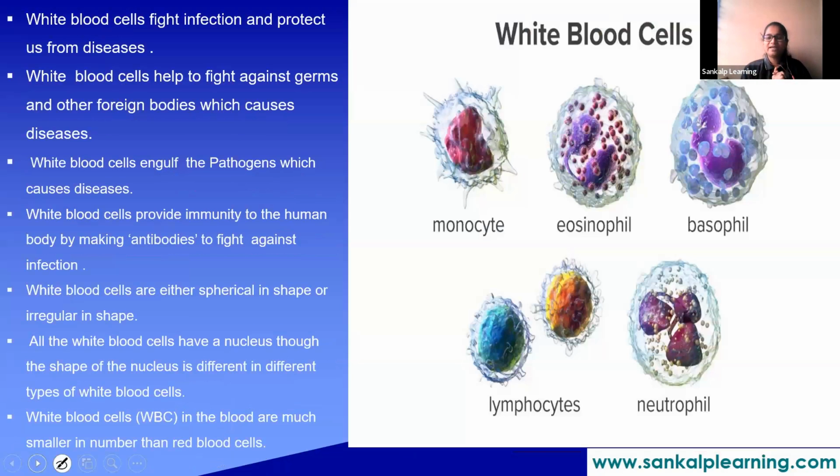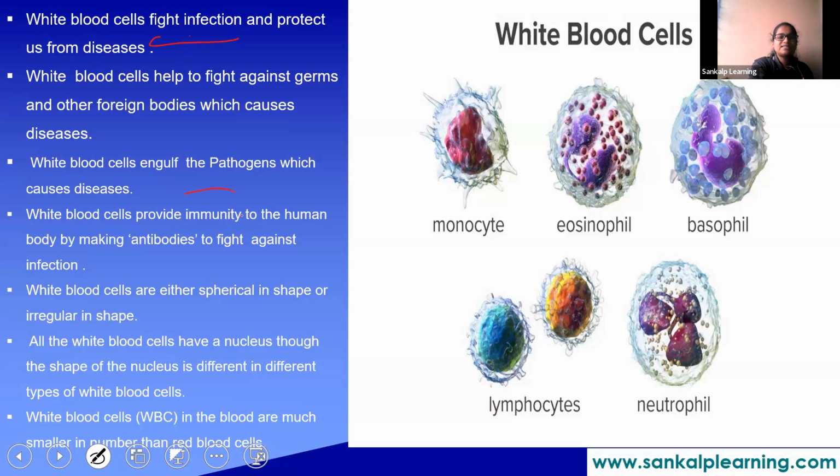And when we come to the white blood cells, WBC, why are they called white? Because they do not have any hemoglobin. These cells will not be having any hemoglobin, so they are not red in color. The main function of white blood cells is to fight against infection, fight against diseases, and protect us. White blood cells help to fight against the germs which entered inside the body and other foreign bodies. If any other living organism comes inside us, they will fight against that living organism.